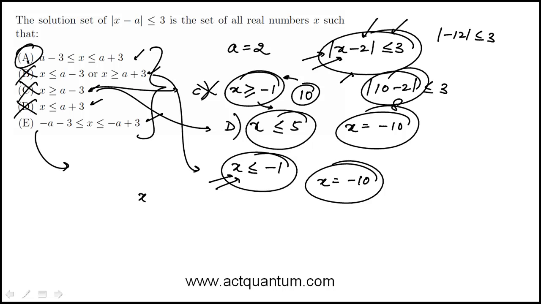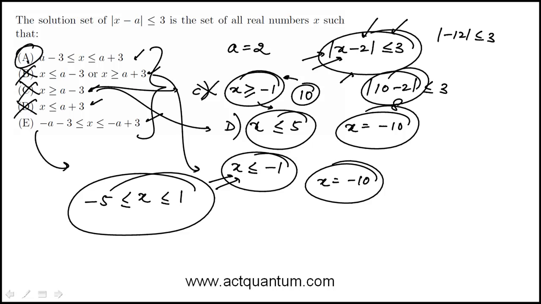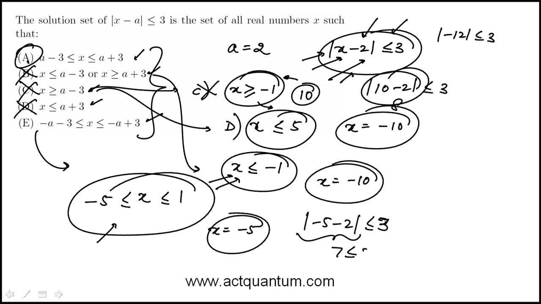And then finally, E would be replacing A with 2, minus 5 and 1. And if I choose x to be minus 5, again, you'll find that this doesn't work, because this would be 7, which is not less than or equal to 3. So that eliminates E as well. Now, of course, any value that you select for x here will satisfy all of these, because it is a solution. And the only way is to eliminate the remaining ones by picking values that will violate this.